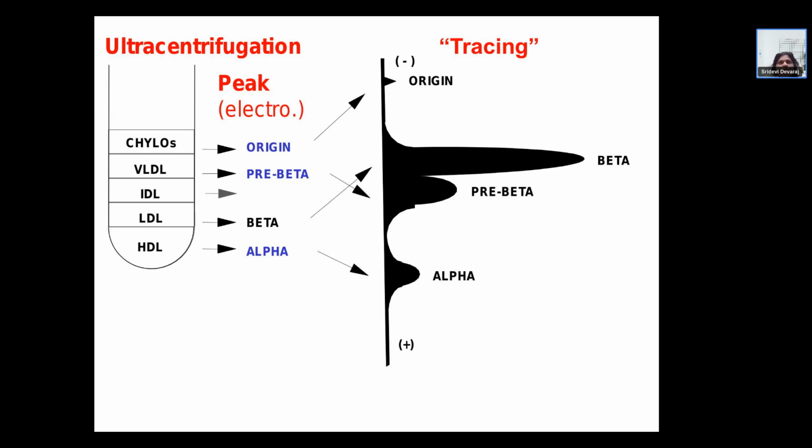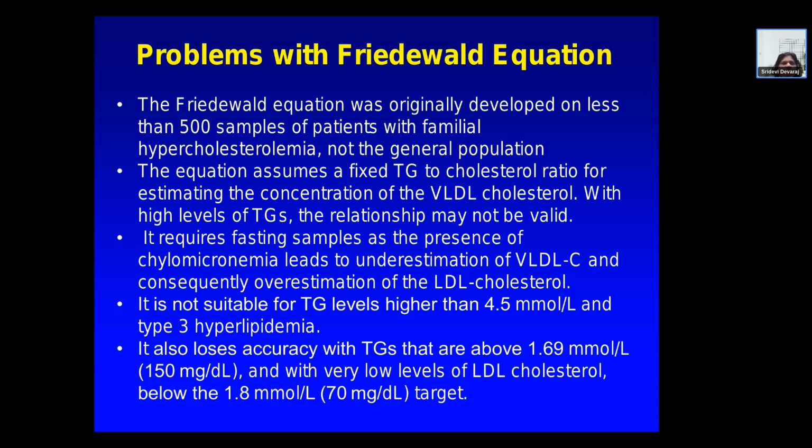Okay, so the Friedewald equation is the most common used for LDL measurements, but there are problems. We know that when the Friedewald equation was originally developed, it was developed on less than 500 samples, and it was not developed on the general population, but it was developed on patients with familial hypercholesterolemia. So there's a 1 to 5 ratio, right? So the equation assumes a fixed TG to cholesterol ratio to estimate the VLDL cholesterol, and therefore it's not valid at high levels of triglyceride.